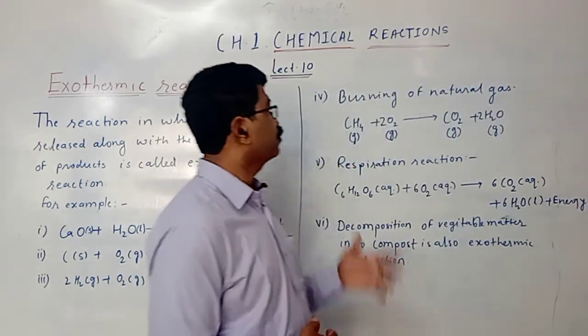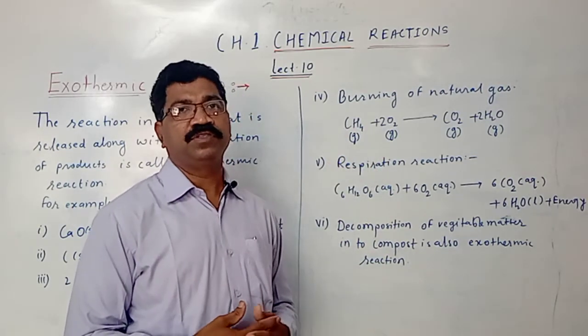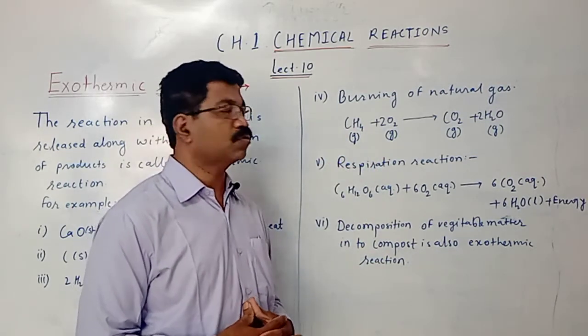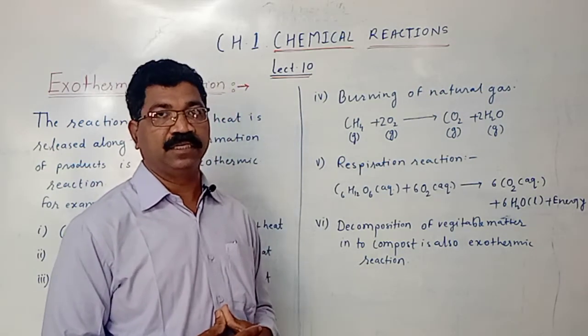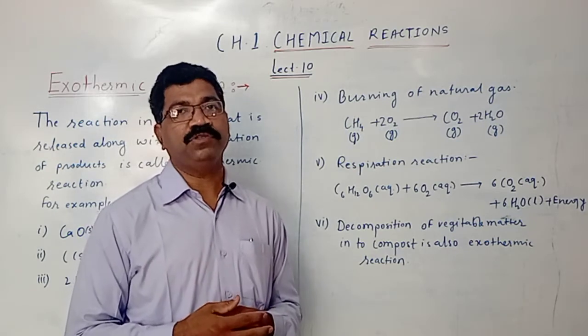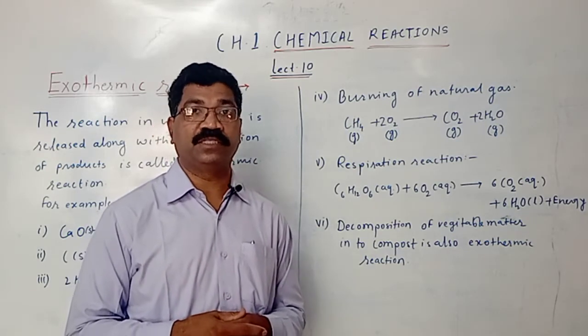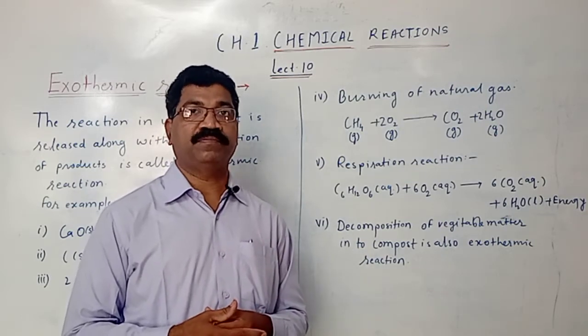Now next is burning of natural gas. Why it is called natural gas? CH4, the methane. The methane gas is called natural gas because it is produced naturally. In the guts of animals, the food decomposes and methane gas is produced naturally in the guts of the animals. Then it is also produced in marshy area.